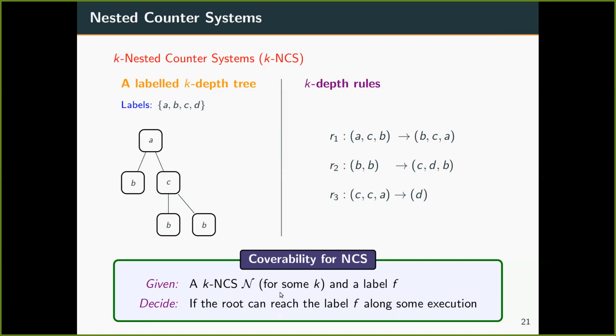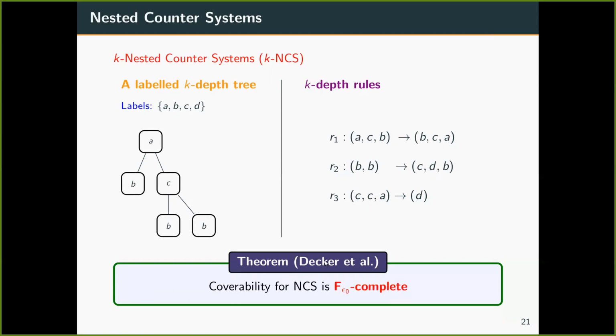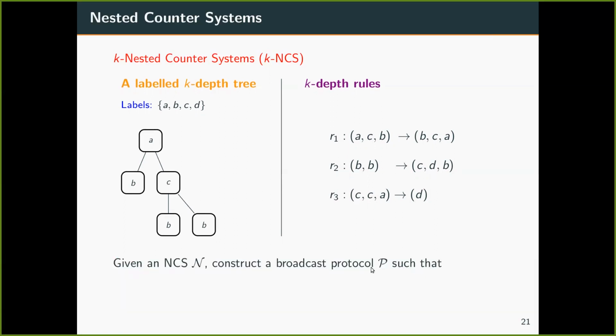So we are asked to decide if it is possible to start from the initial given tree of the NCS, and along some execution, the root can reach the label f. So starting at the initial tree, is there some execution where the root can reach the label f? Okay. And this problem was proven to be F-epsilon-0 complete by Decker et al. And we will use this problem to prove hardness for our bounded path coverability.